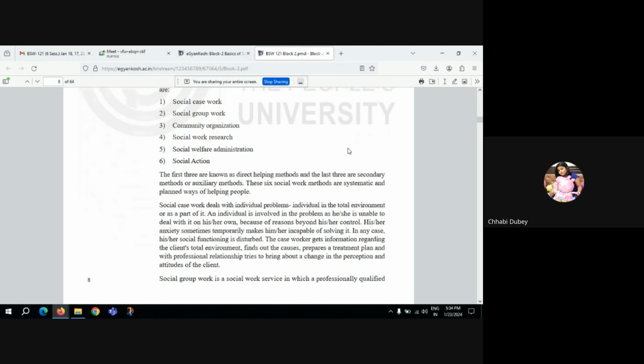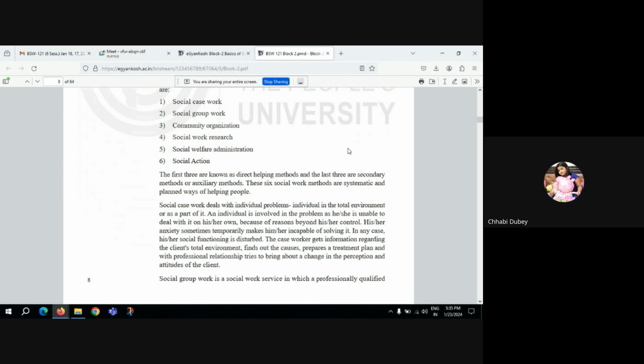So social casework deals with individual problems, individuals as part of the total environment. We will be taking their individual problems and then formulating a necessary plan of action or some kind of intervention for the person to solve his problem. Social group work involves working with groups. Here we are going to work with groups and plan interventions according to the needs of the group. Working with a group means mostly you will have a group comprising around 8 to 12 individuals.